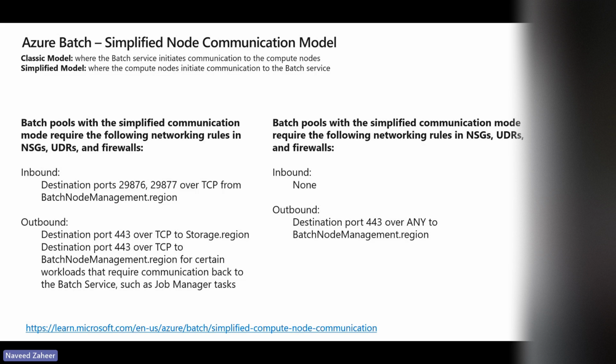First of that is the Azure simplified communication model. So this is the model. So there are two models. Classic, in which the batch service was communicating to the compute nodes. In the simplified model, basically compute nodes are asking batch service, and that simplifies things a lot. Okay, and we'll look at the two sides.